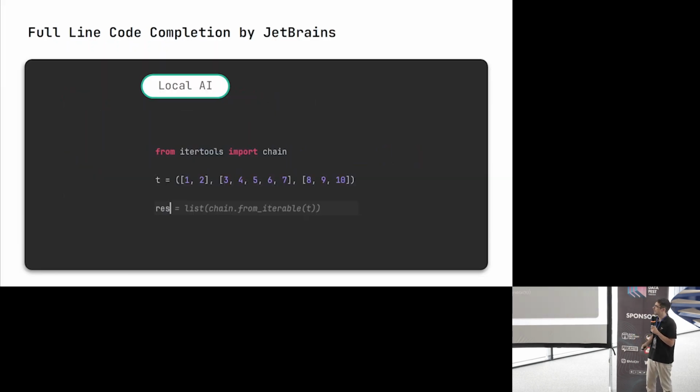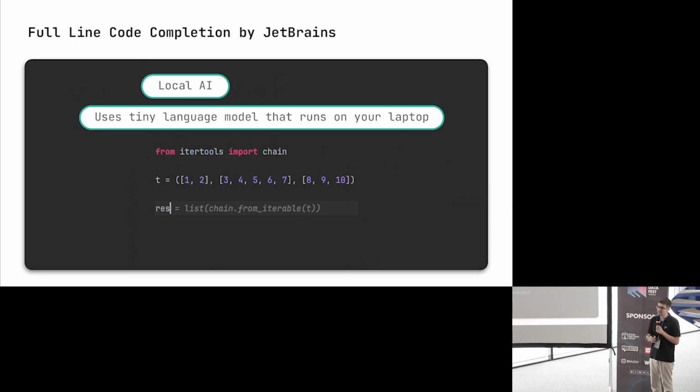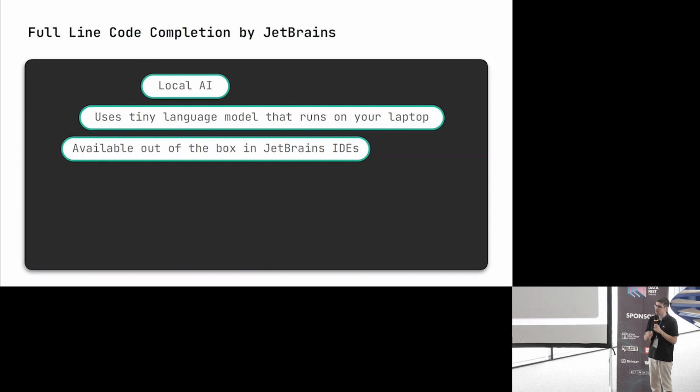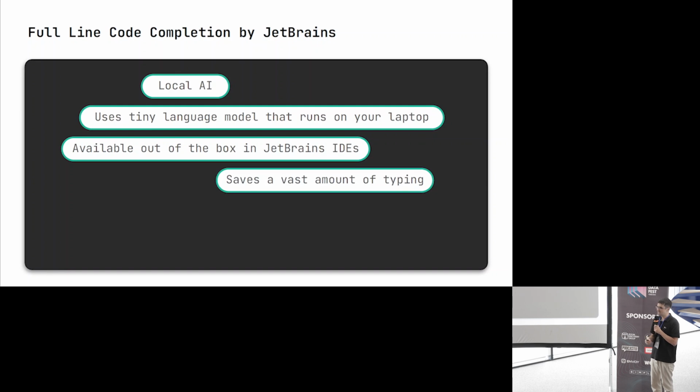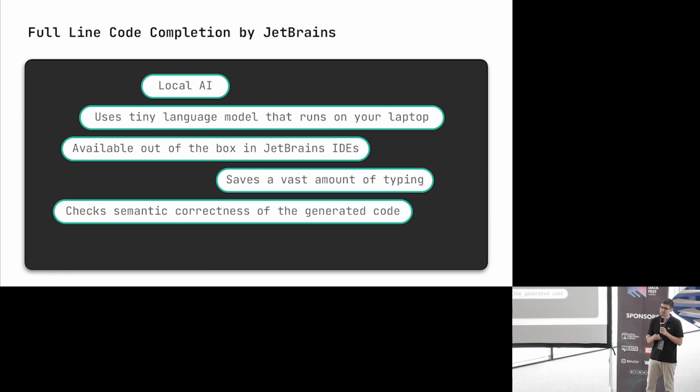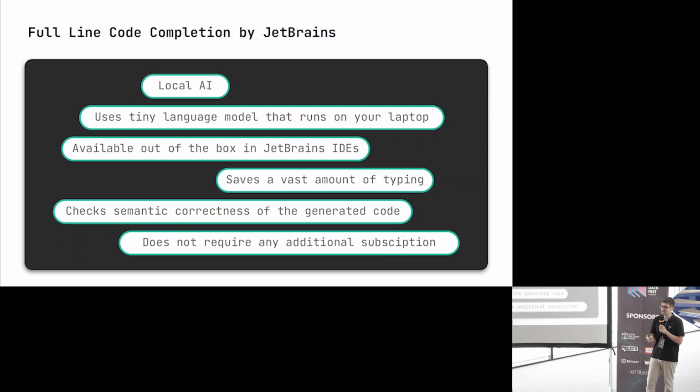It is a local AI that uses a tiny language model that runs on your laptop. It's available out of the box in the majority of JetBrains IDEs. It saves a vast amount of typing for the user. It checks the semantic correctness of generated code before showing you the suggestion, which makes this feature unique. And it does not require any additional subscription.